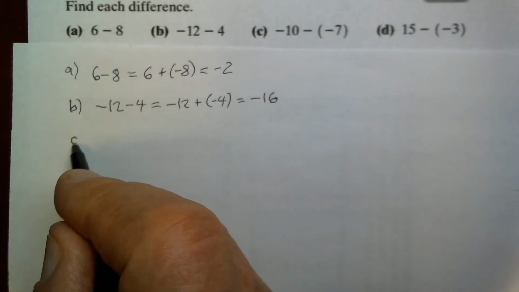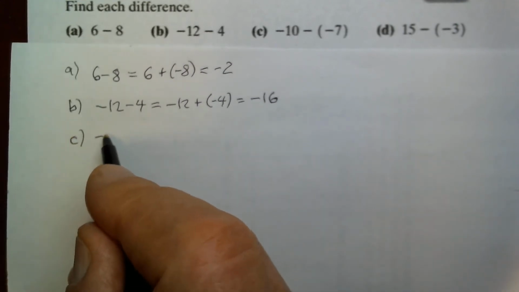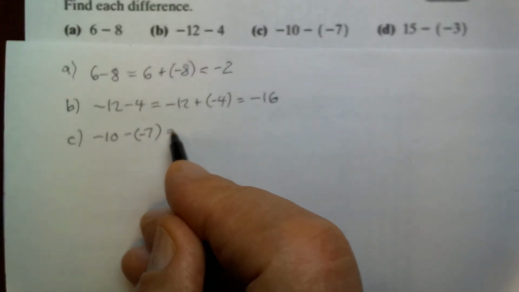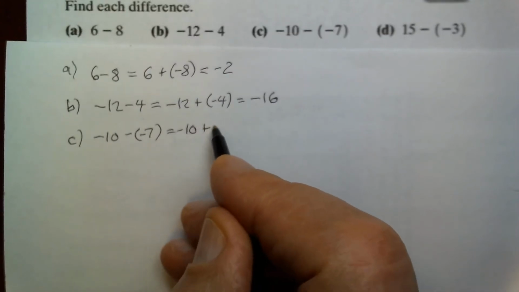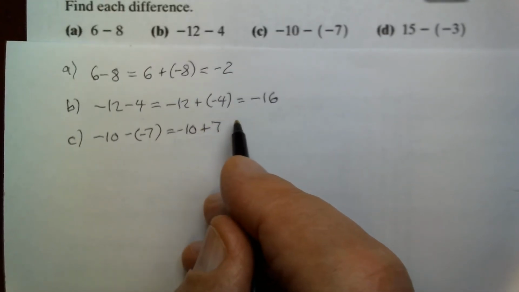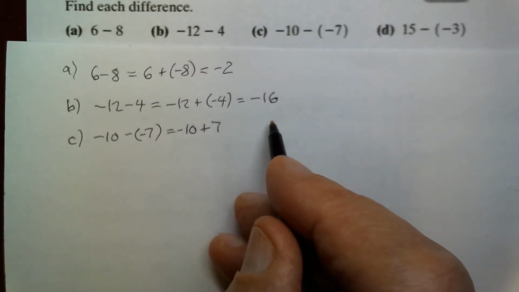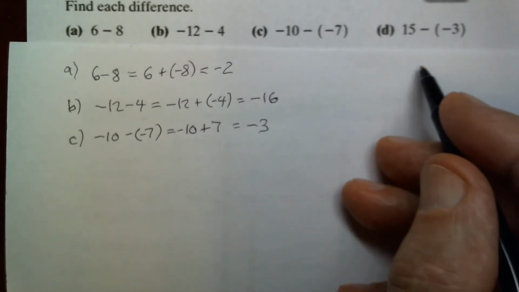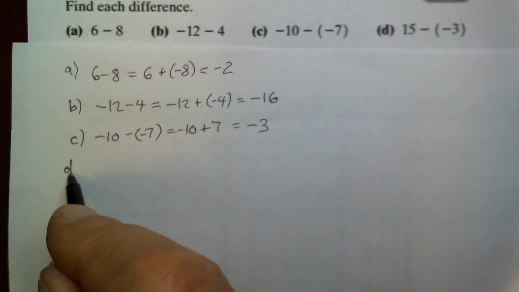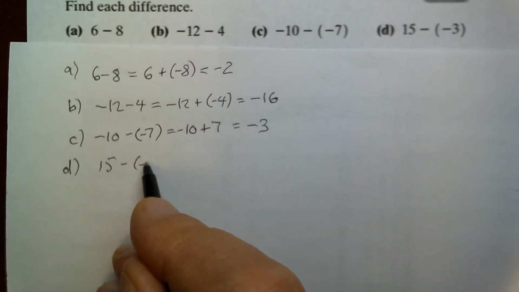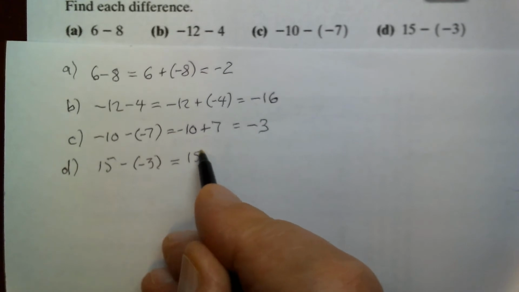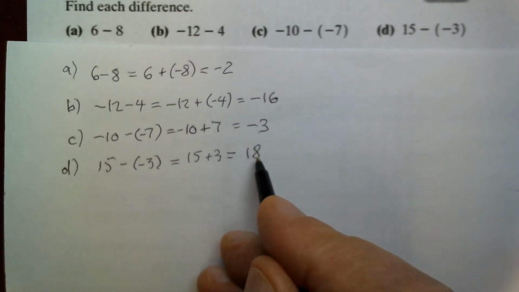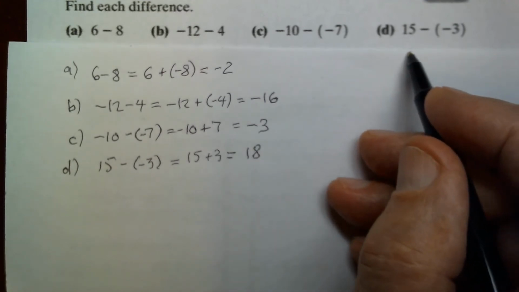And for C, we have -10 minus negative 7, so it's -10 plus 7, or negative 3. And then for D, 15 minus negative 3, since the double negative, we get 15 plus 3, or 18, as the answer for part D.